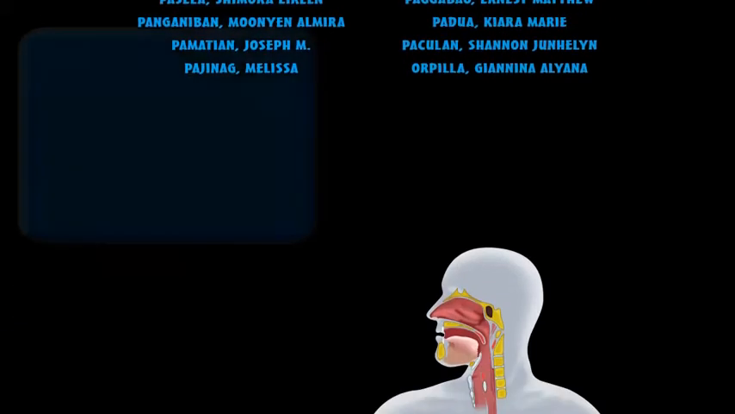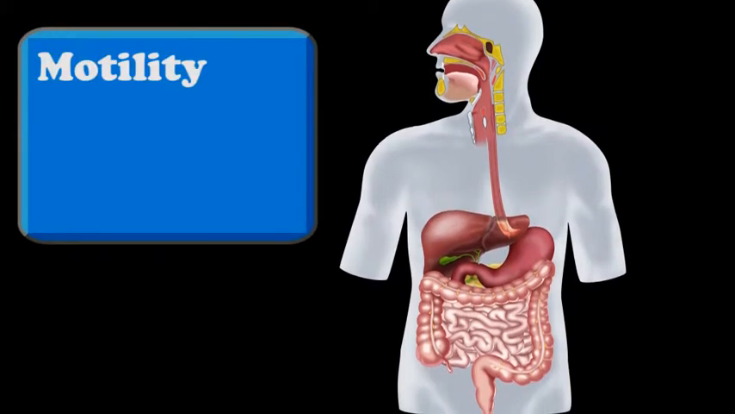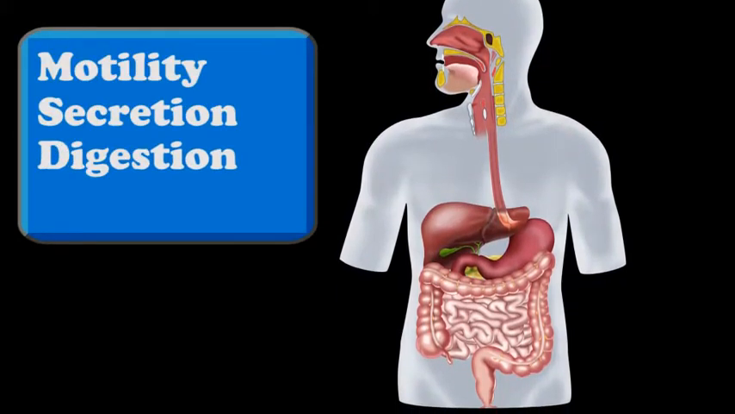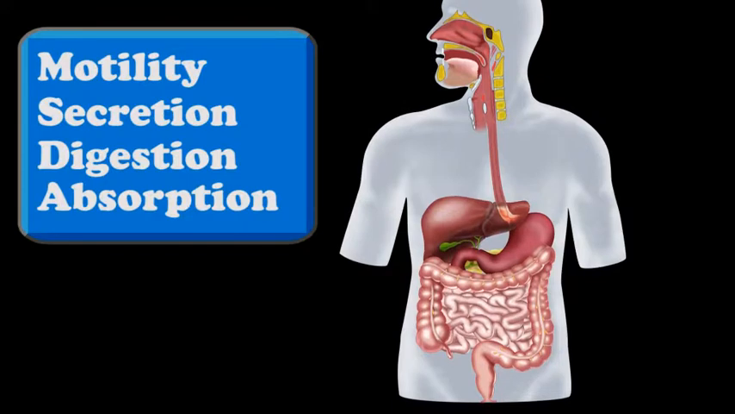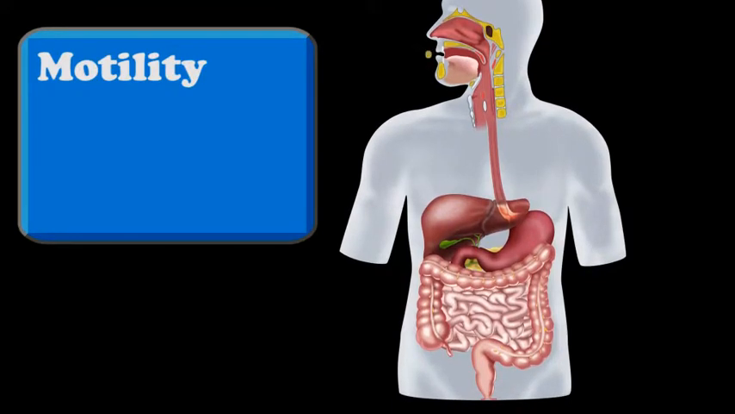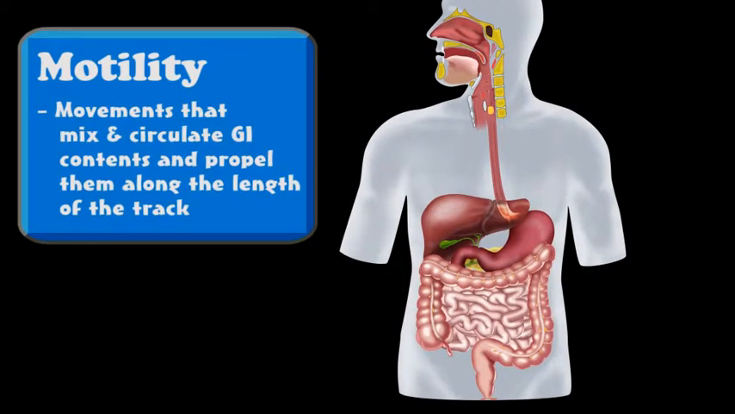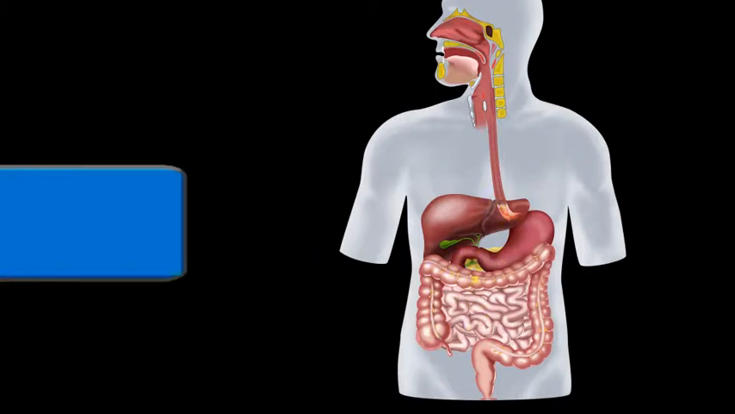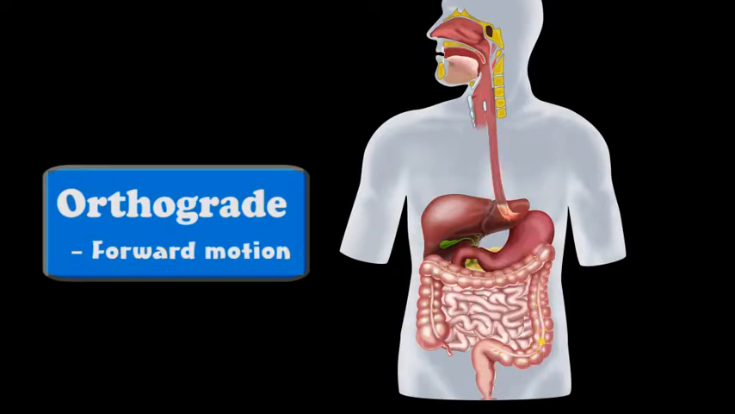The gastrointestinal system mainly functions for motility, secretion, digestion, and absorption of nutrients. Motility refers to the movements that mix and circulate the GI contents and propel them along the length of the tract. GI contents are usually propelled in the orthograde or forward direction from the mouth toward the anus.